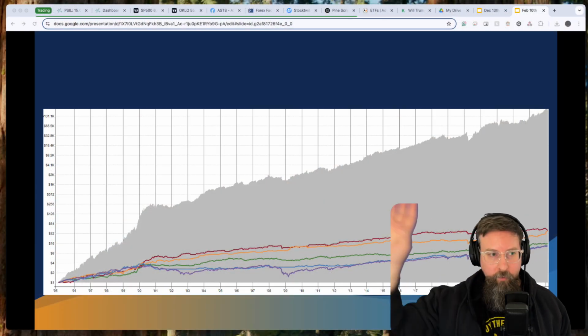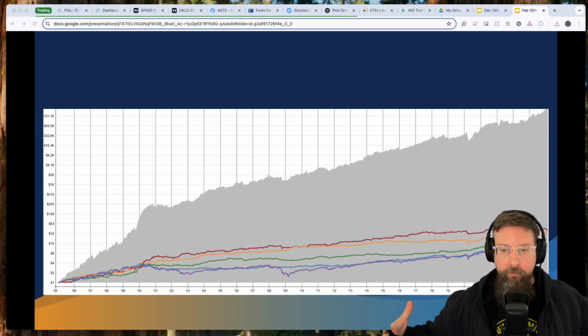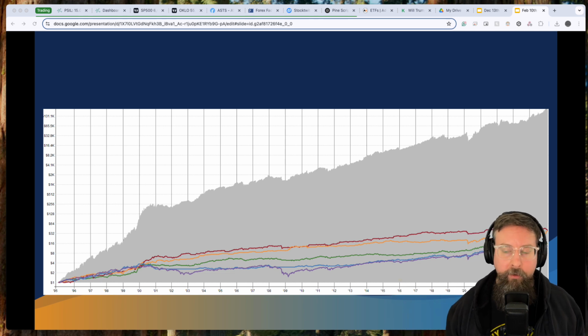So, first of all, we're popping in here. It's this gray shaded area. This is the combined strategy curve, and then all of these lines are just the individual strategies. But the idea here is what we do over at StatsEdge Pro.